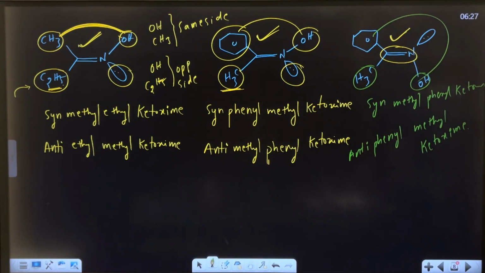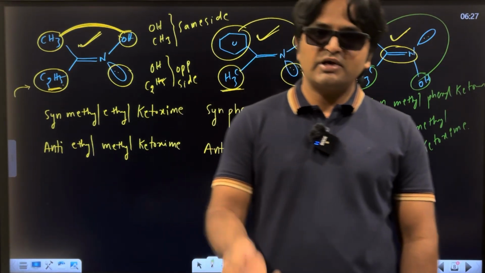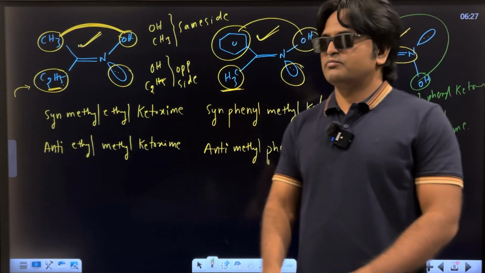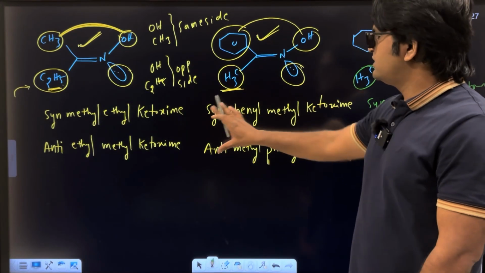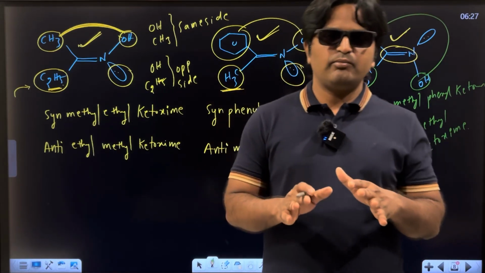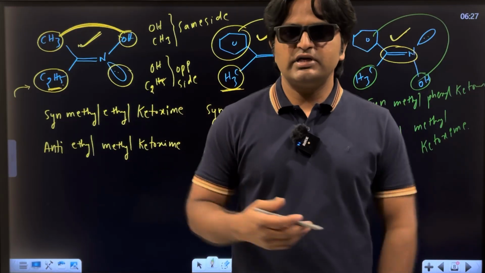So aldoximes and ketoximes both are very important. So particularly geometrical isomerism of aldoximes and ketoximes. Next, in case of aldoximes, what kind of nomenclature we are using? Just syn aldoxime and anti aldoxime. But in case of ketoximes, now this is the way of giving nomenclature. Okay, now these are the two examples I completed. First one, simple alkene molecules, next aldoximes and ketoximes.